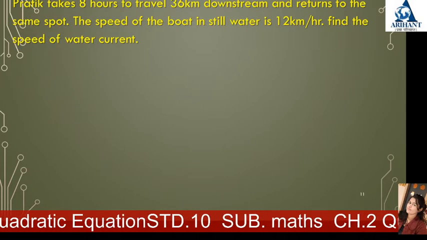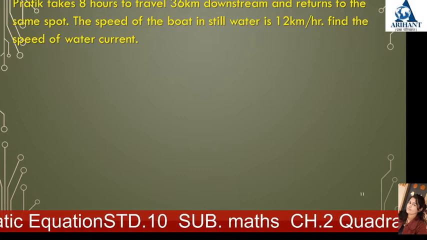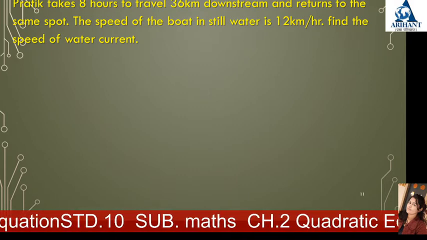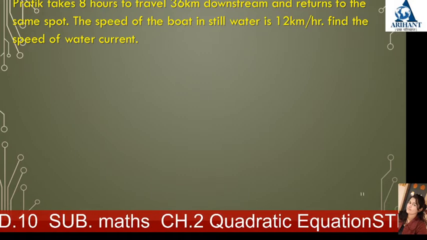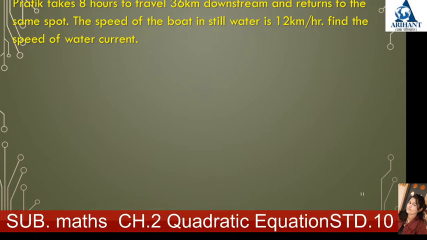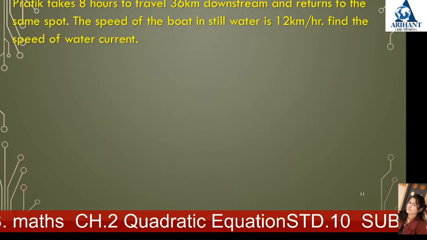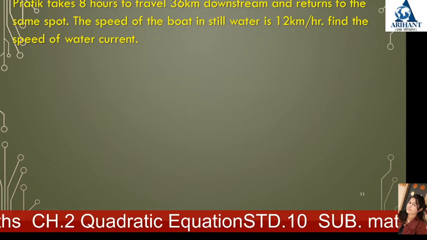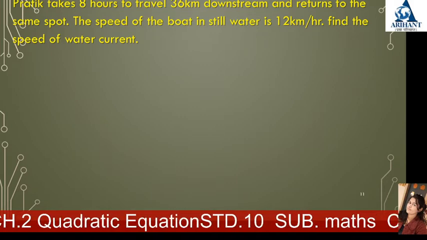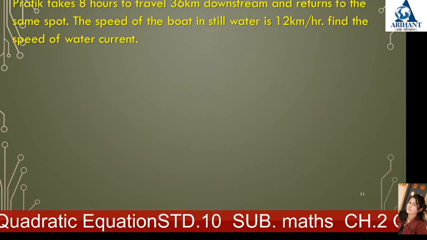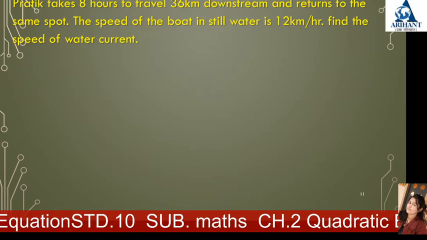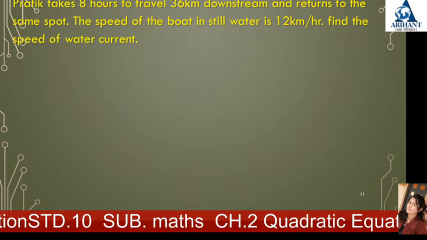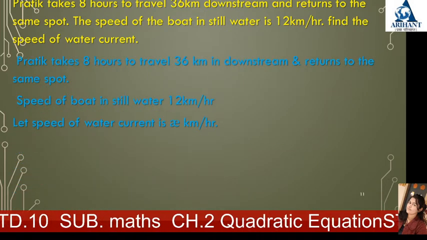So let's move to the next example. Next example is: Pratik takes 8 hours to travel 36 km downstream and returns to the same spot. The speed of the boat in still water is 12 km per hour. Find the speed of the water current. What we have to find? We have to find the speed of the water current.